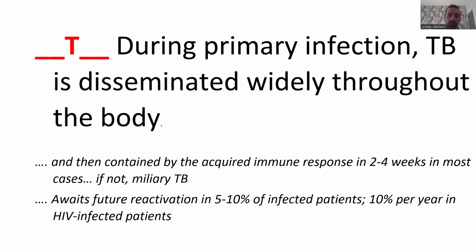True or false? During primary infection, TB is disseminated widely throughout the body. That is true. It then is eventually contained by an acquired immune response after 2 to 4 weeks in most cases. If not, you develop miliary TB. And as we mentioned, it awaits further reactivation in 5 to 10% of infected patients and about 10% per year in HIV co-infected patients. So they have a much higher rate of symptomatic TB or active TB.